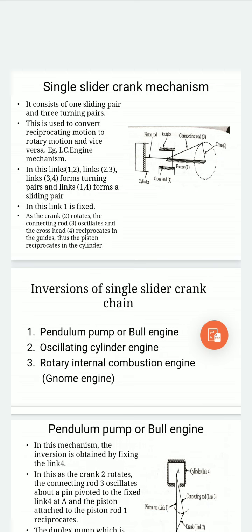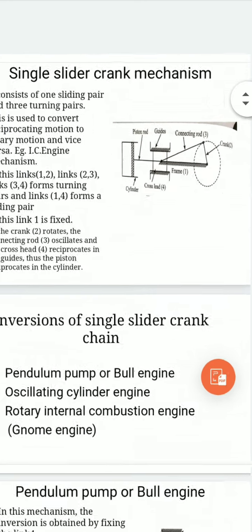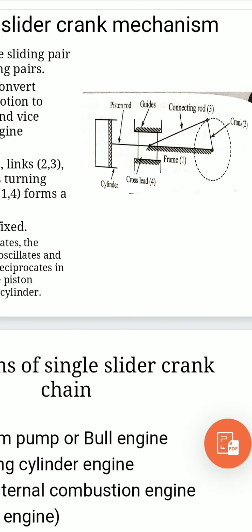In the previous session, I discussed the inversions of the four-bar chain. As I told you, in today's session, I am going to talk about the single slider crank chain mechanism and its inversions. You can see a single slider crank mechanism on the screen here. It is the basic construction of an internal combustion engine, an IC engine mechanism, where we will have the crank, connecting rod, piston, cylinder and the frame.